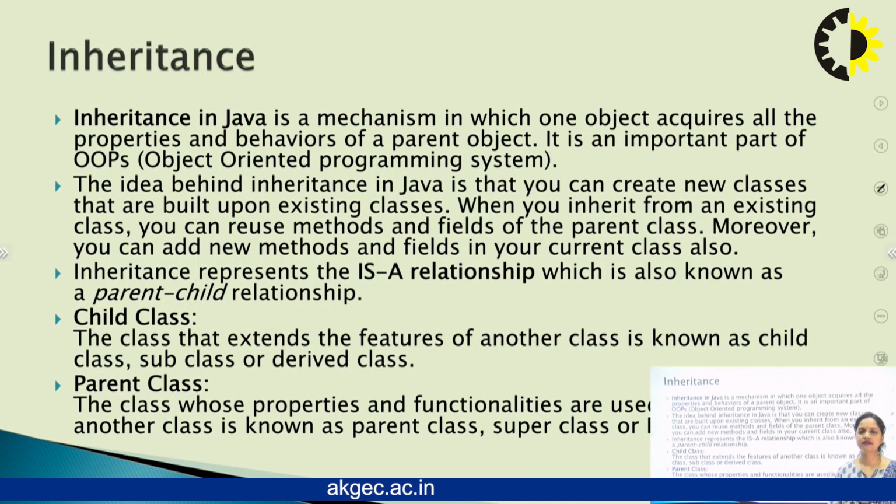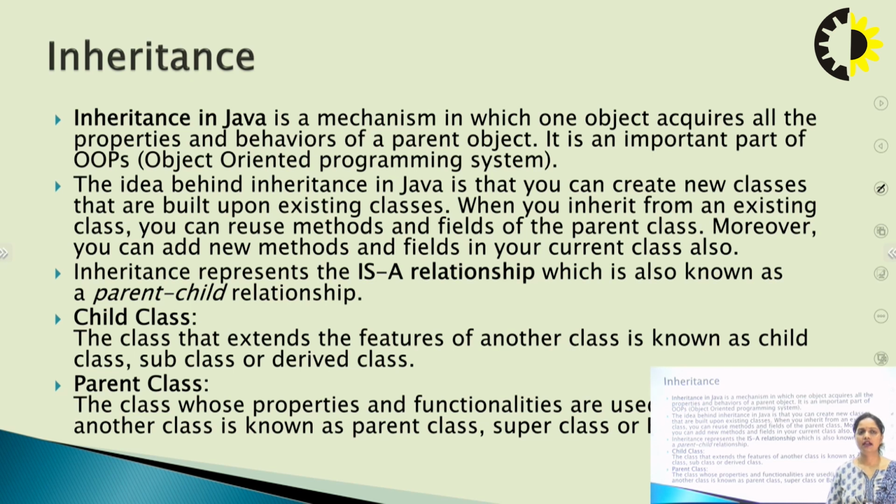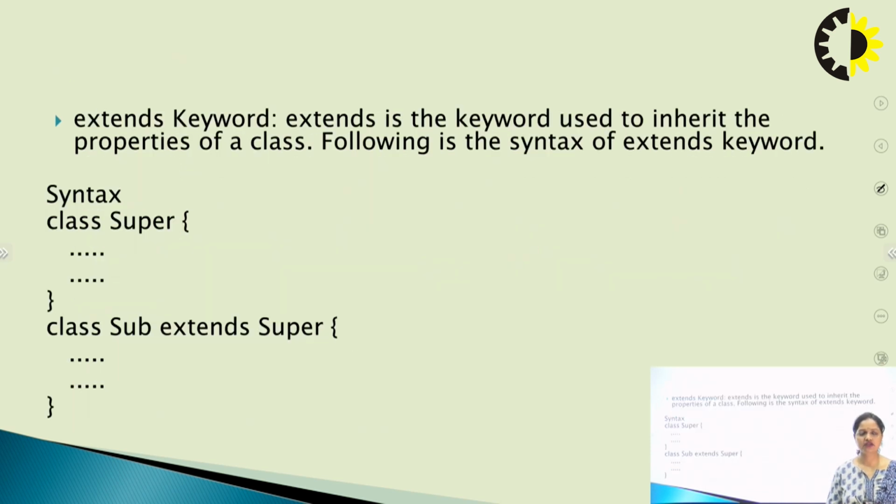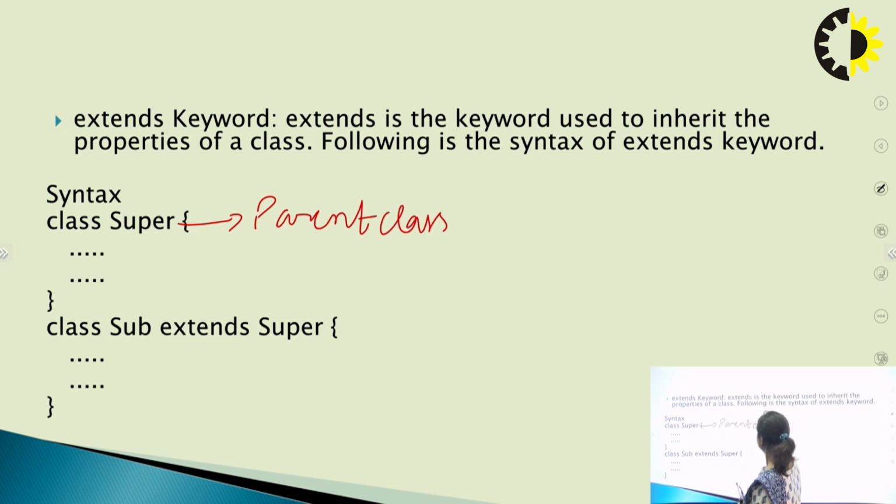Now the next is the concept of inheritance. What is inheritance? Inheritance in Java is a mechanism in which one object acquires all the properties and the behavior of the parent object, and it is an important feature of object-oriented programming languages. Now how can it be achieved in Java? For achieving this, we have a syntax. First we have super, which is your parent class, and another, subject, which is your child class.